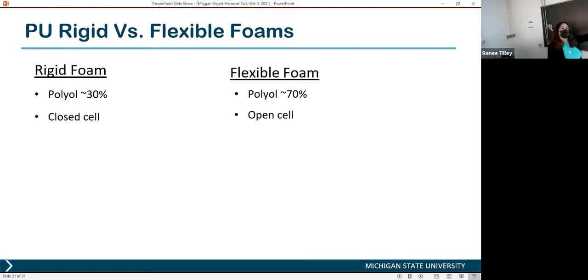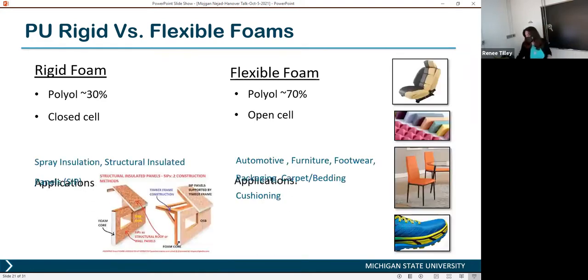In rigid foam, the cells are closed because we want to get the highest insulation properties. In flexible foam, the cells are open because we want that cushioning effect. I'm just going to pass along some of these samples. As you can see, the light ones are the petroleum-based foams, and the dark ones are lignin-based foams.